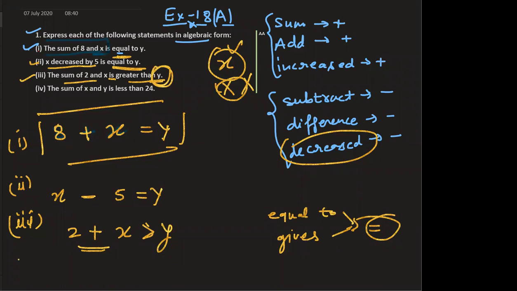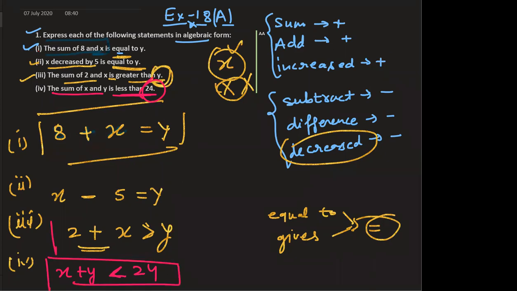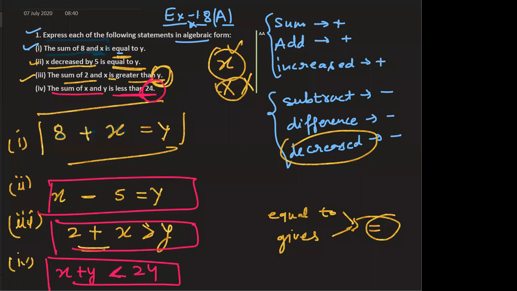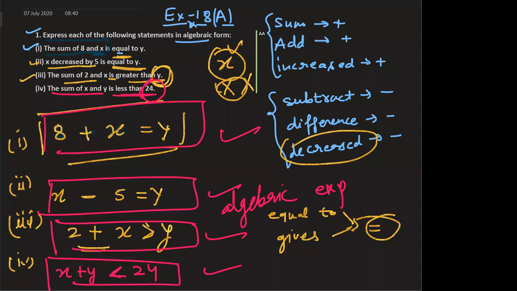Is it okay? Now fourth, sum of x and y is less than 24. Sum of x and y means x plus y. This is the sum of x and y, na? Sum of x and y is less than. Now this is less than what? 24. So this is the algebraic expression. Students, now I think you might have got an idea what the algebraic expressions are. Okay. These are called the algebraic expressions.